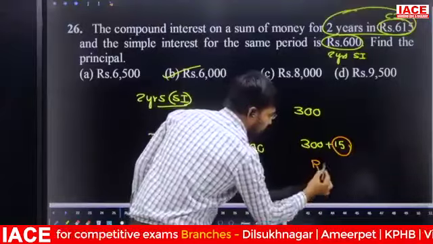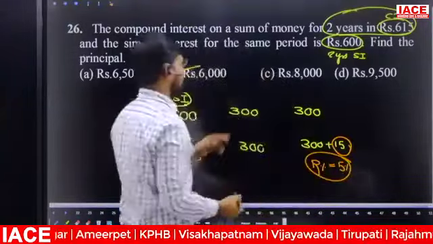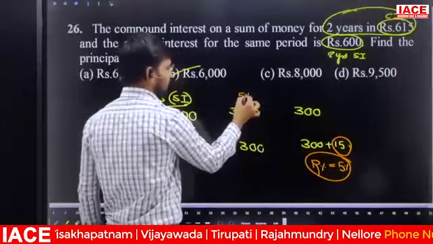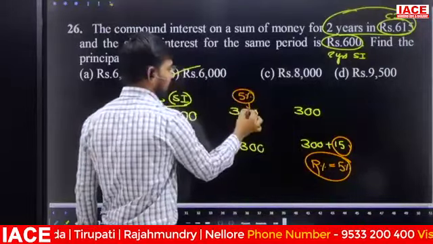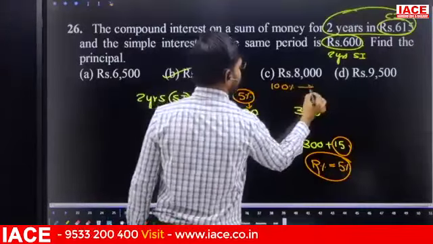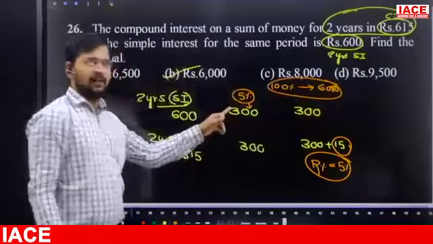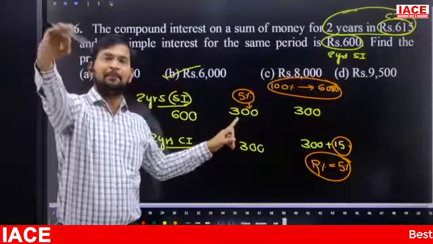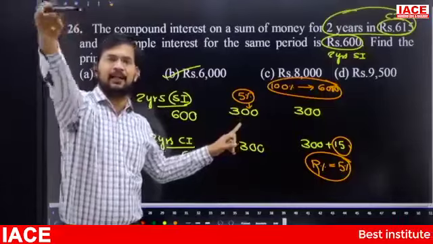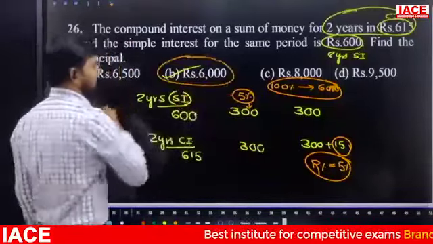Therefore rate of interest is 5%. So 5% is nothing but 300. If 5% is 300, then 100% is how much? Because 5% is 300, 10% is 600, so 100% is 6,000. Your principal is 6,000. Option B is the right answer.